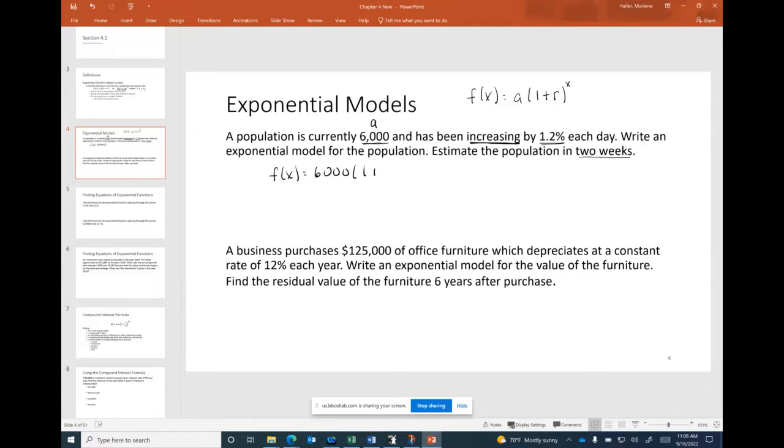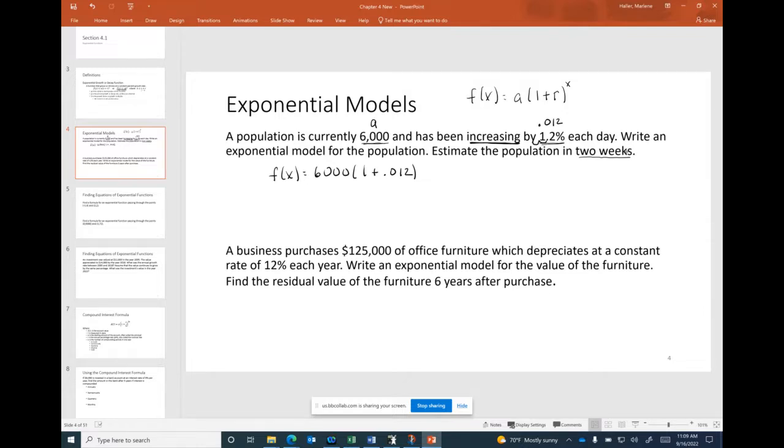So it's going to be 1 plus, and we don't want to say 1.2 here because when we calculate with percentages, it needs to be written as a decimal, right? So we would need to move it over 2 places. So that's going to be 0.012 as a decimal. All right, so 1 plus 0.012, and then raised to some power x.